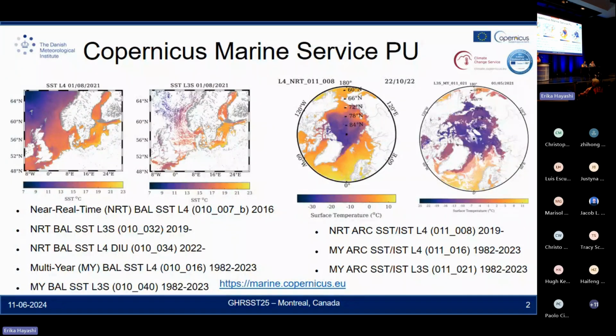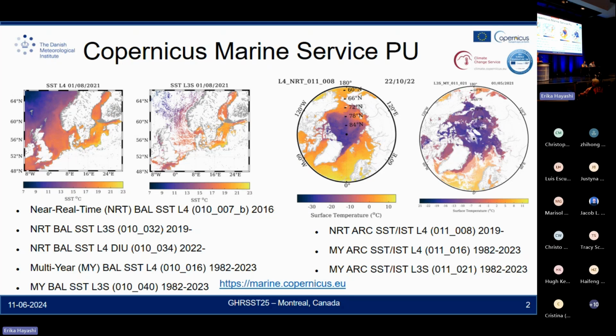For those of you who were not here yesterday, very briefly, at the Danish Meteorological Institute, we are a production unit for the Copernicus Marine Service, and within that framework, we deliver regional products for the Baltic Sea and for the Arctic Ocean, both level 4 and level 3S, both near real time and as multi-year products.